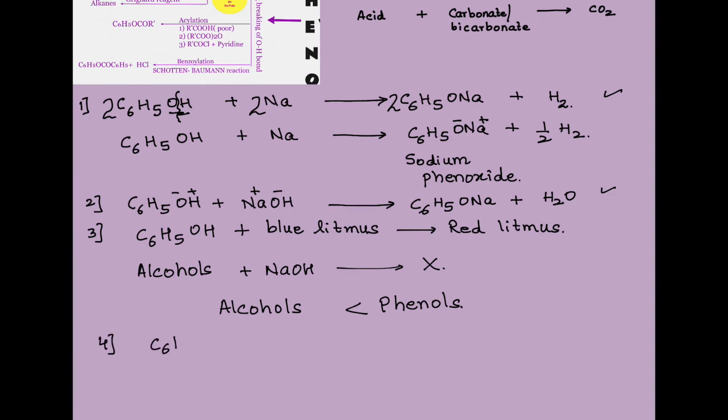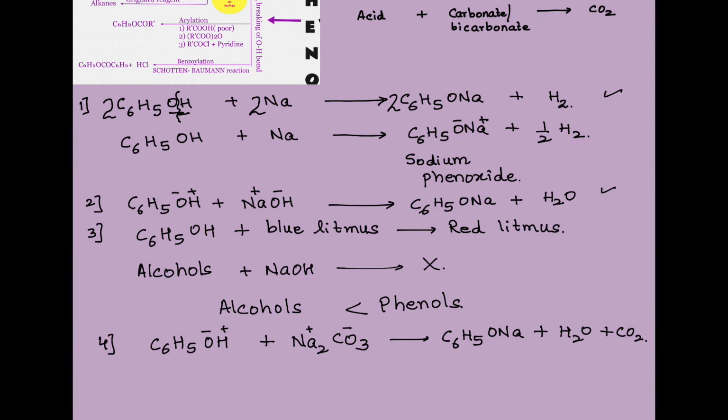Now, the fourth point. Phenols, C6H5OH plus carbonates or bicarbonates. So let's suppose I'm taking Na2CO3. Go ahead and write the reaction, positive, negative, negative, positive. So what do we get over here? C6H5ONa plus H2O plus CO2, right? This is what we should get.